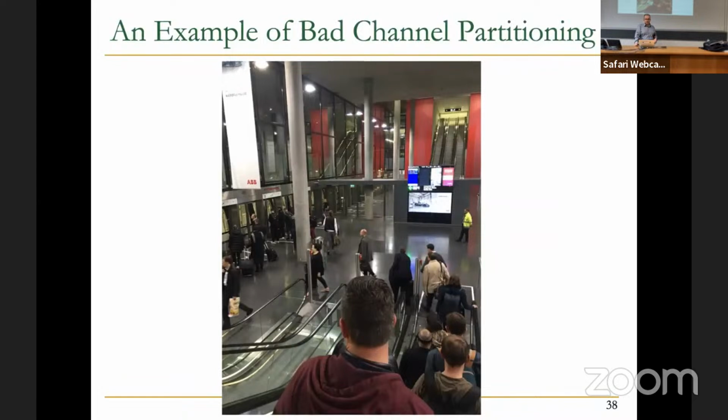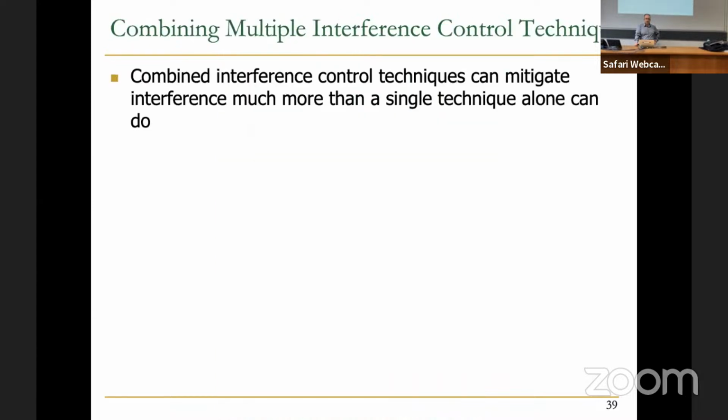This is a very good example in a Swiss airport, where you can see how poor channel partitioning can make long waiting for everyone. So it's very important that we use this analogy also when we are designing computer architecture and essentially computer systems. So combining multiple interference control techniques is a good idea.